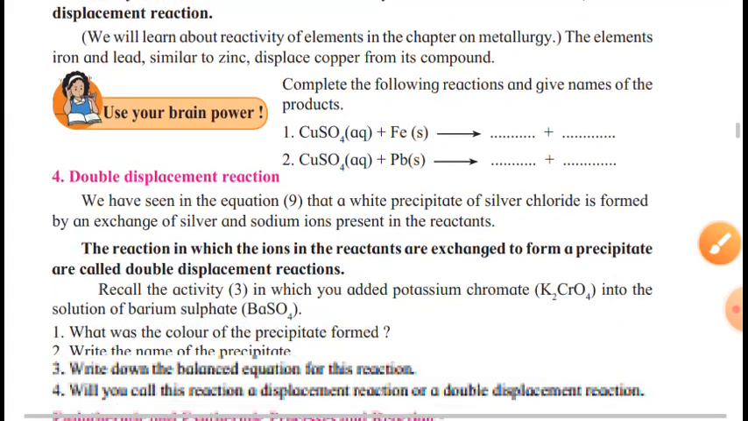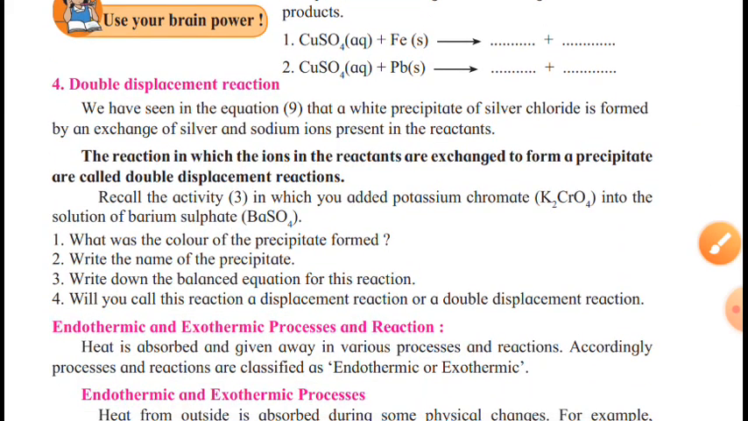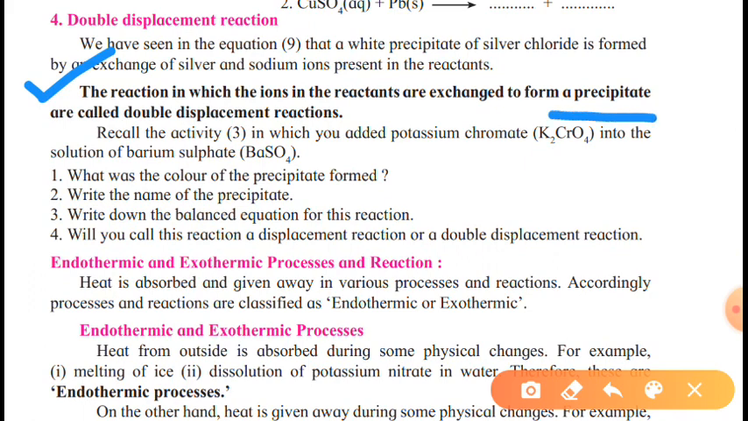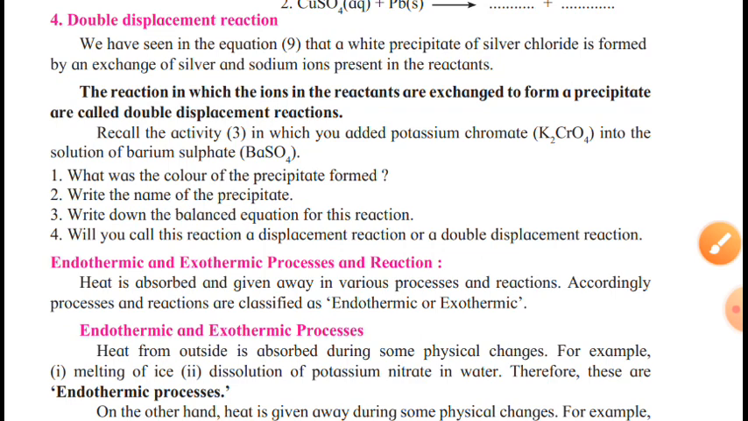Now the last type is double displacement reaction. Now first we study the definition of the reaction. The reaction in which the ions in the reactants are exchanged to form a precipitate is called a double displacement reaction. Now precipitate means a substance which does not dissolve in water. Now we study an example.